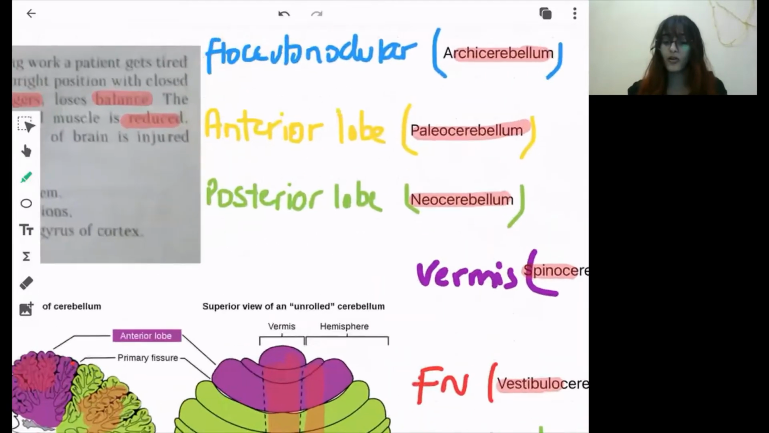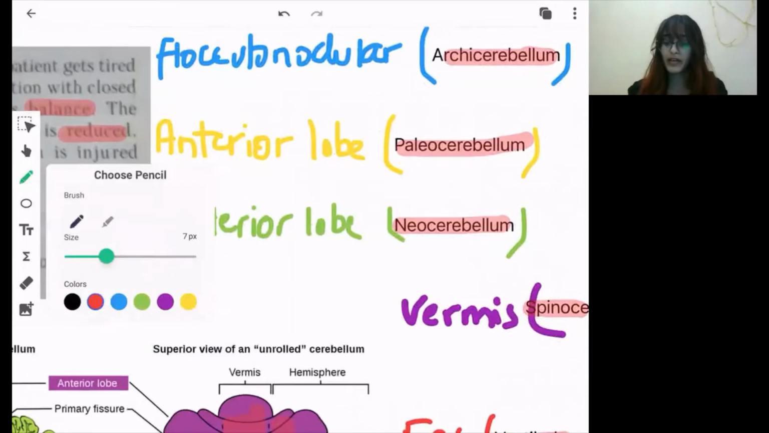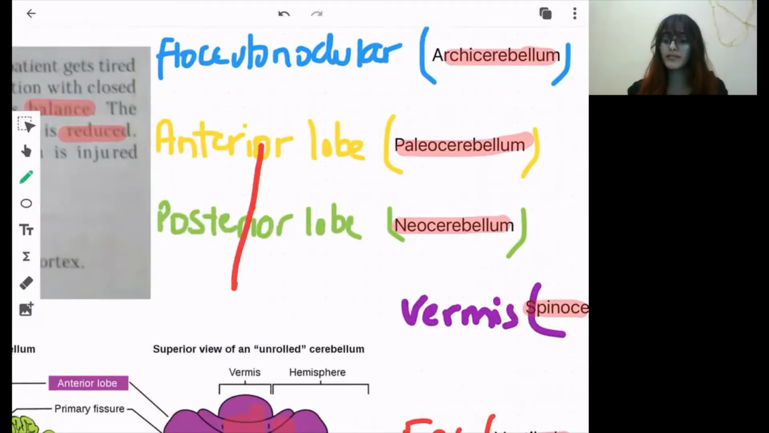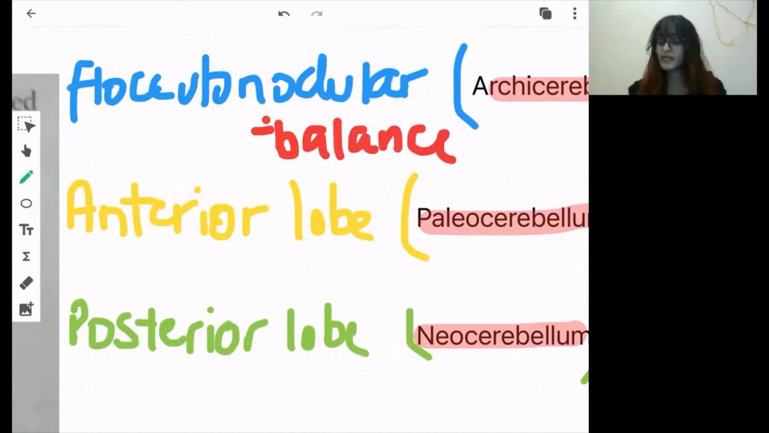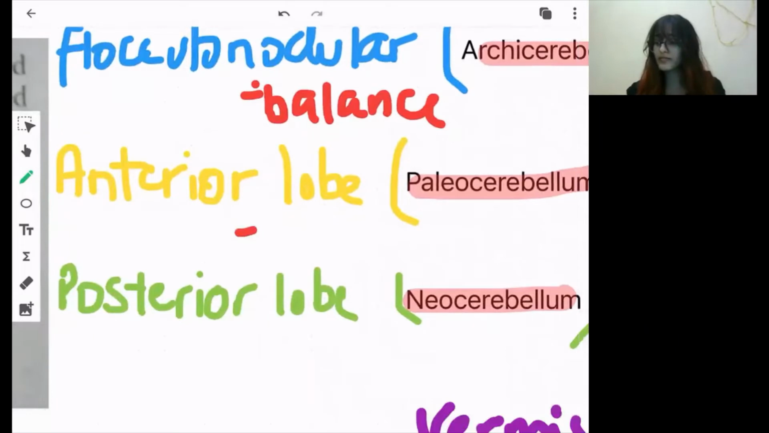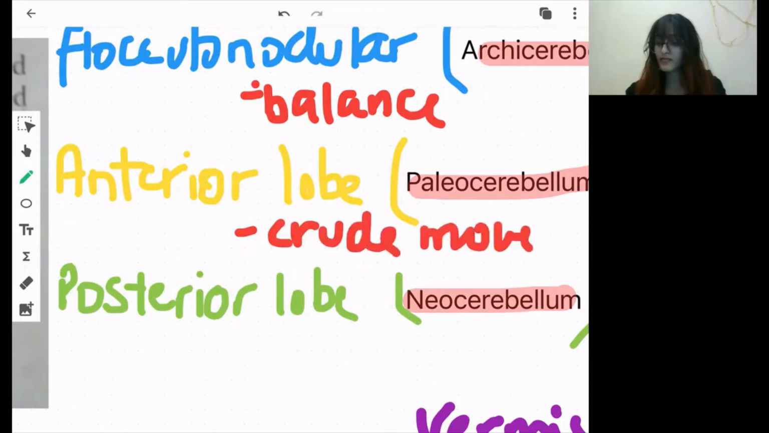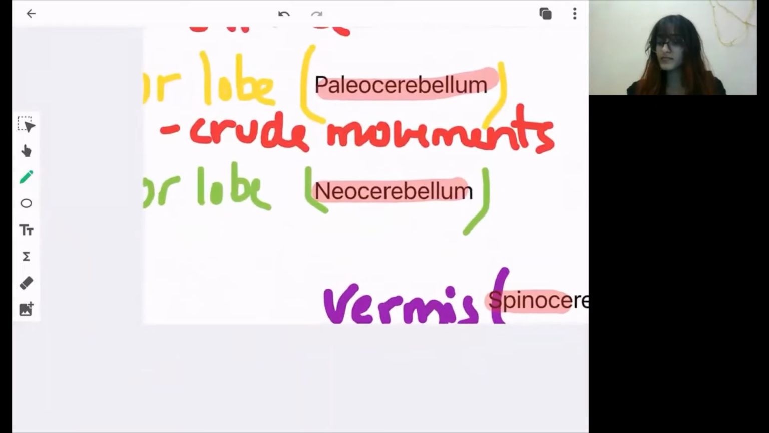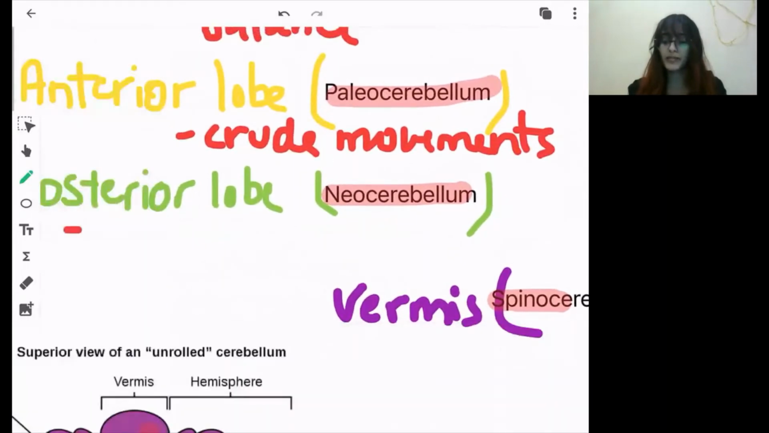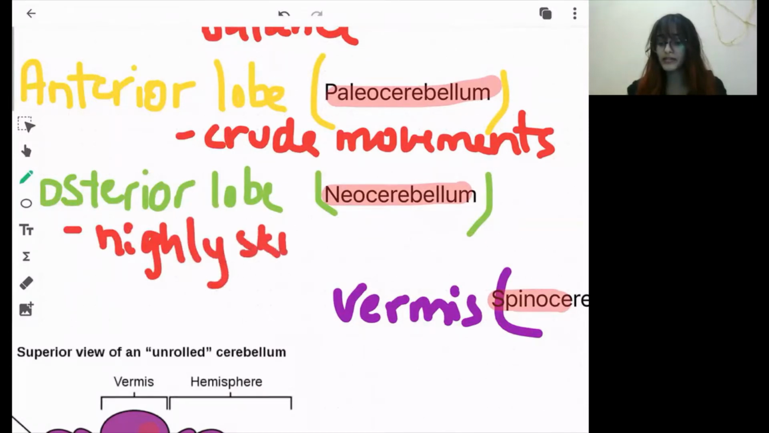Now let's also write down the functions. The flocculonodular lobe is mainly for the balance, to maintain the balance of the body. The anterior lobe is for the crude movements. And the neocerebellum is for the highly skilled voluntary movements.